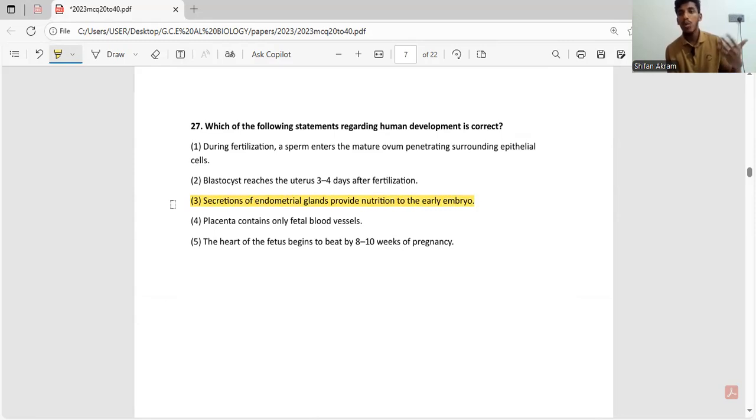If not, they won't be provided with the nutrition and the oxygen. The fifth statement: the heart of the fetus begins to beat by 8 to 10 weeks of pregnancy. Again, this statement is wrong.